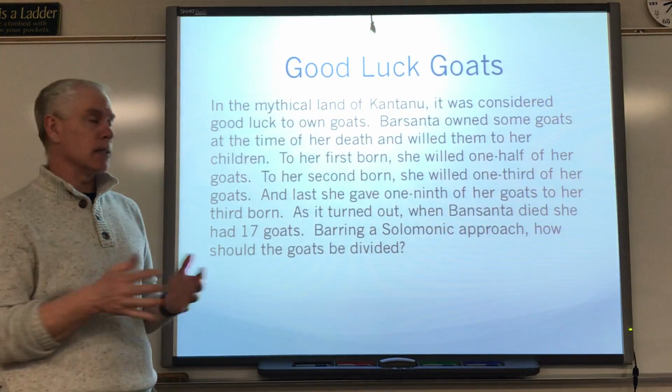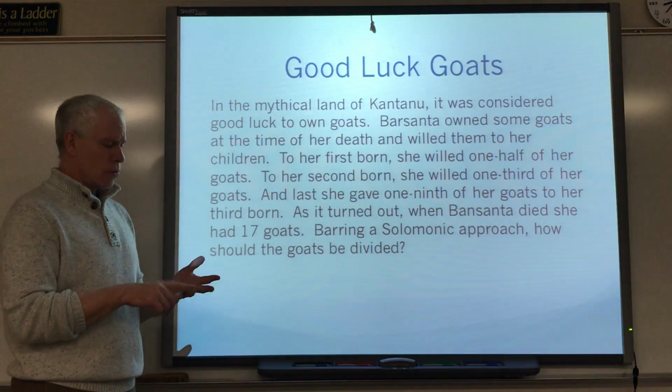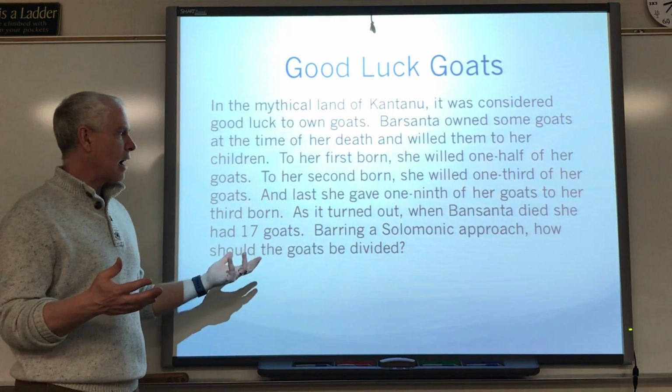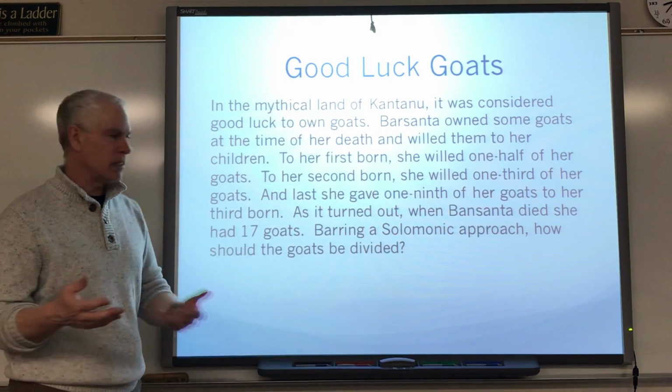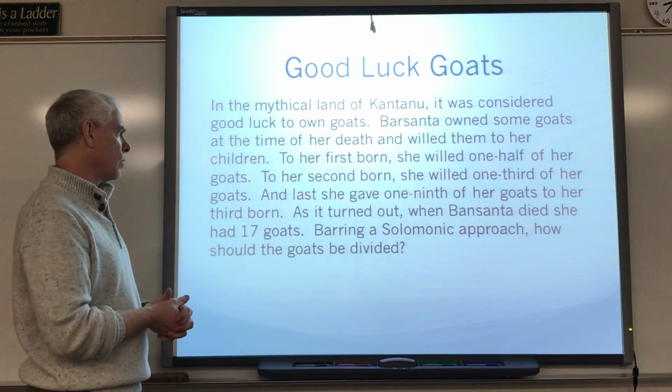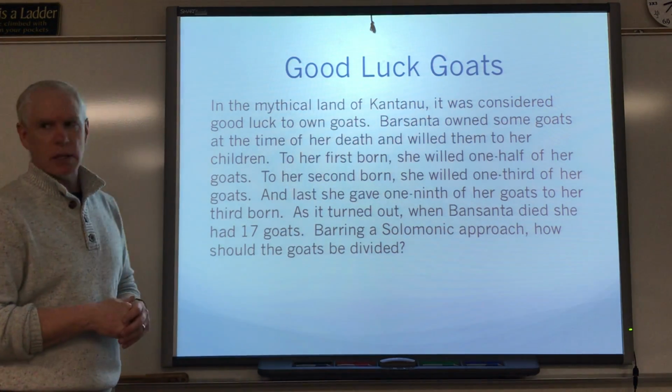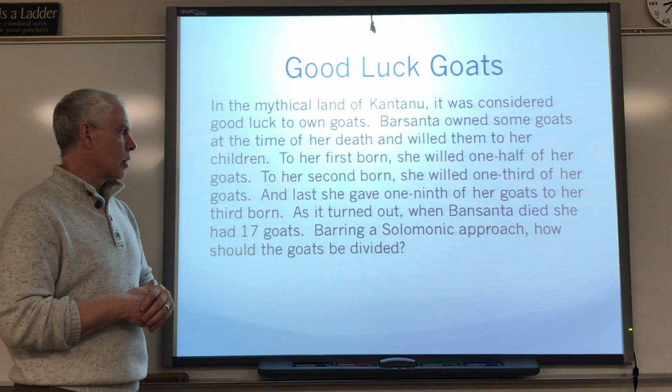Now, the trouble with this is 2, 3, and 9 don't go into 17 evenly. So how do I take half of 17 or a third of 17 or a ninth of 17? That doesn't work out really well. Barring a Solomonic approach, how should the goats be divided? If you're not sure what that means, look up Solomon.